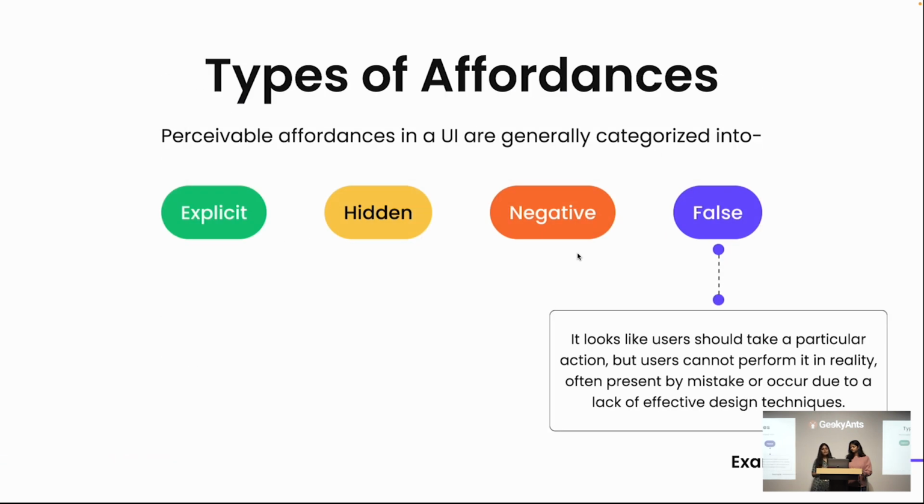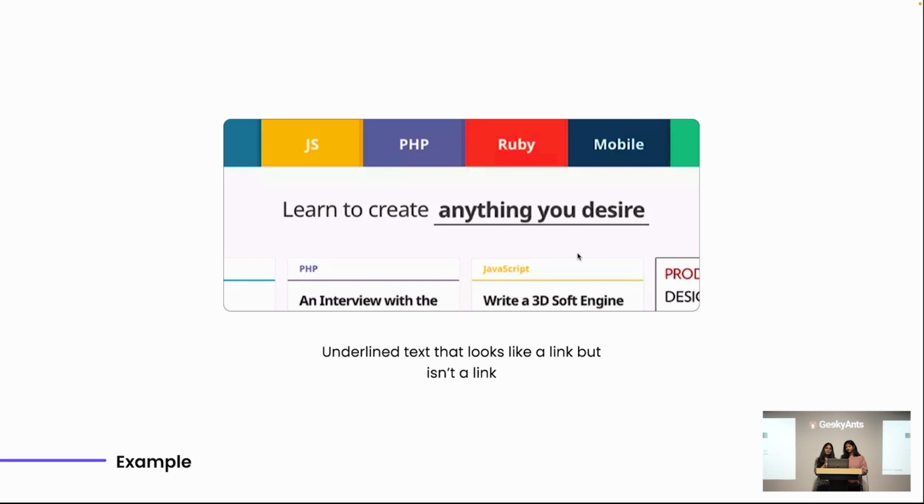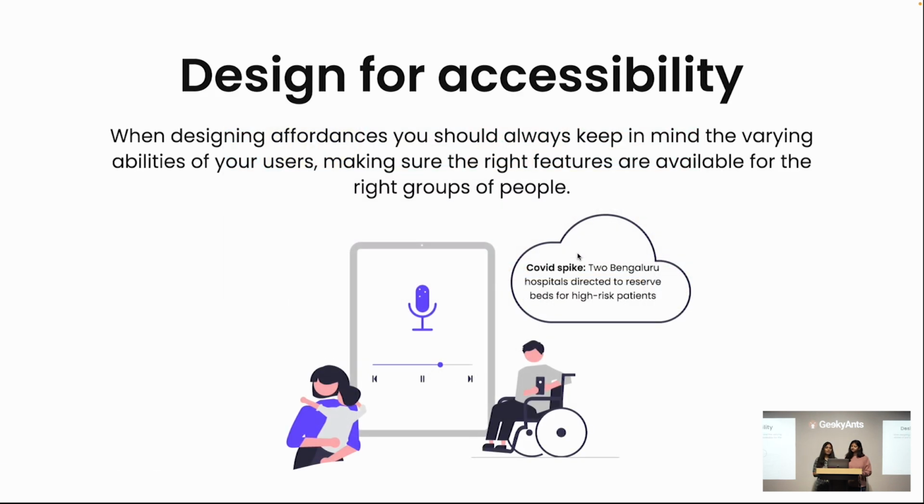Then we have false affordance. It looks like users should take a particular action, but users cannot perform it in reality. But why would somebody design a thing which is not possible in reality, and the user has to figure it out? Because that's mostly a mistake that occurred due to a lack of effective design techniques. For example, here we see a text decoration underline on "anything you desire" in "Learn to create anything you desire." So this underlined text looks like a link but isn't a link. So this is a false affordance.